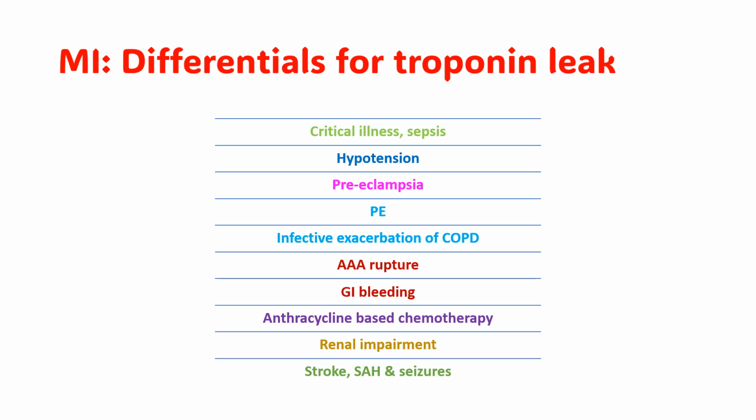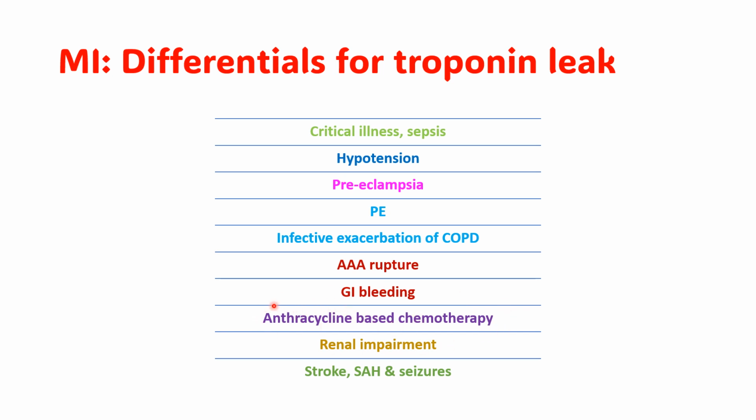All right, so this is another good slide because it looks at differentials for troponin leak. So this can be caused by critical illness, sepsis, hypertension, preeclampsia. I'm sure you can read all these yourself, but the important one I want to mention here is anthracycline-based chemotherapy.